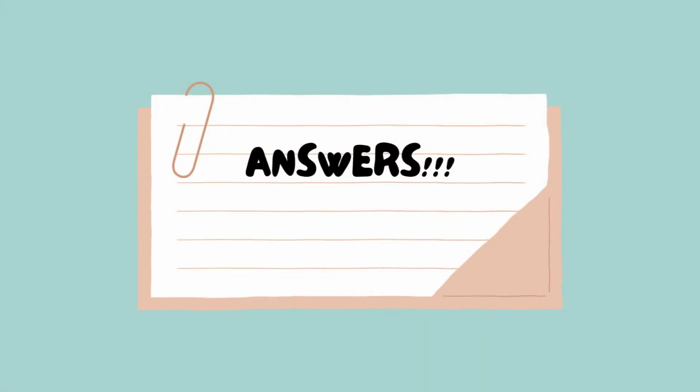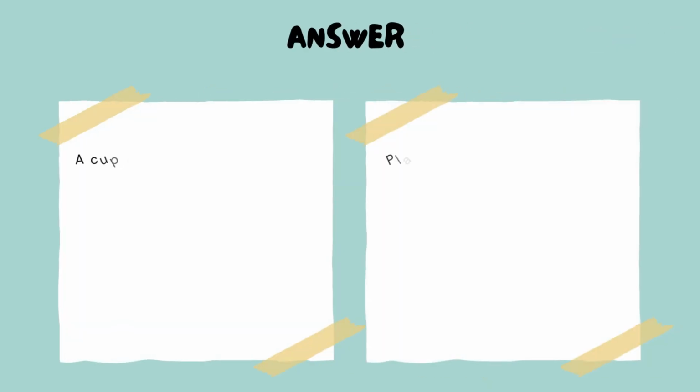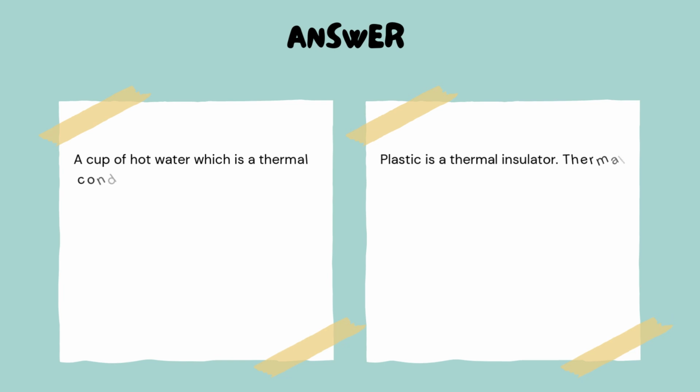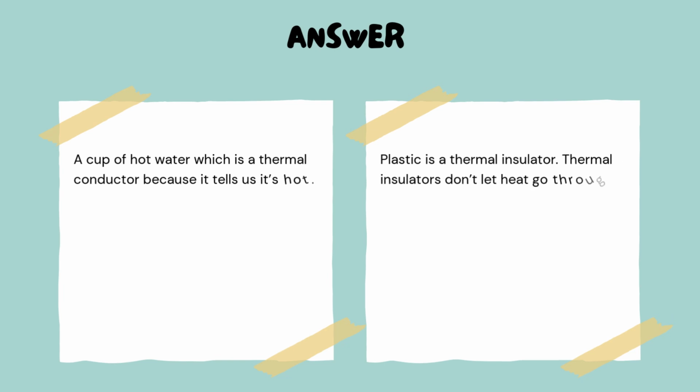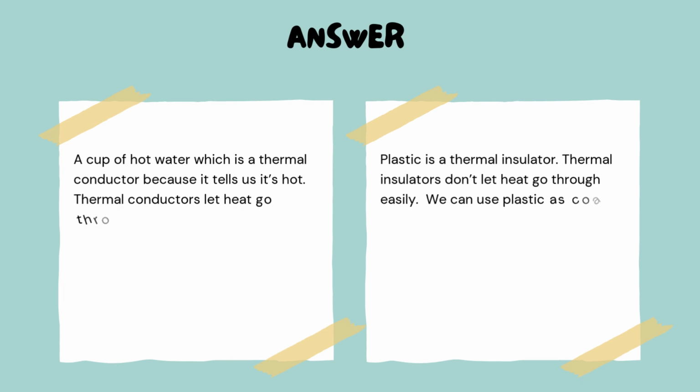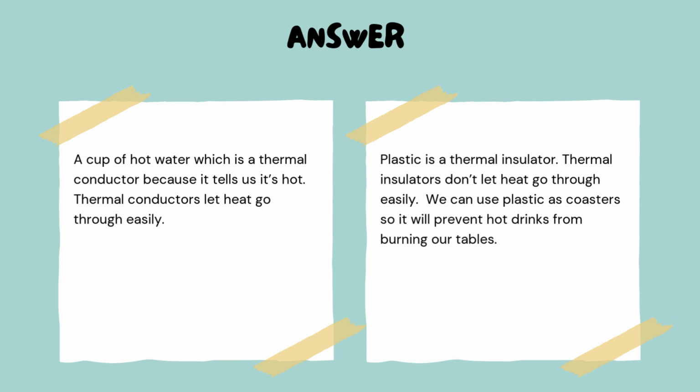Answers. If you aren't ready to see the answers, pause the video and look again at the questions. Now here are the answers. A cup of hot water is a thermal conductor, because it tells us if it's hot. Thermal conductors let heat go through easily. Did you get that one right? Here's the second question.